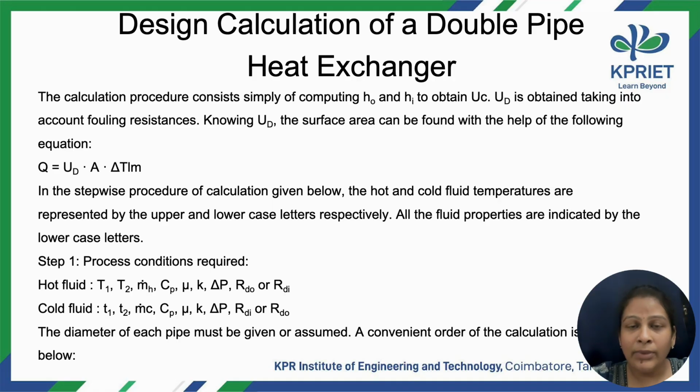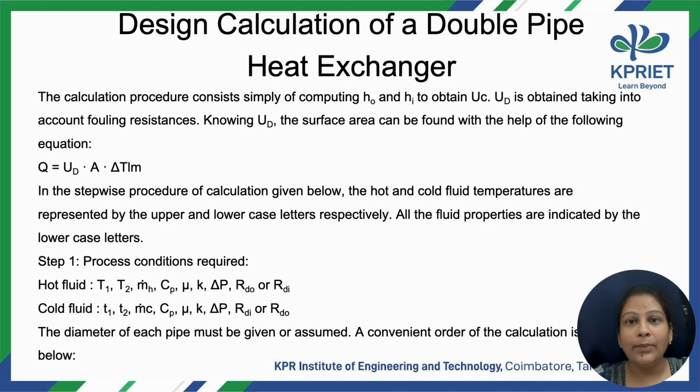Before getting into the design calculation of a double pipe heat exchanger, it is important to know the process conditions and physical parameters of the hot and the cold fluid. For example, the hot and the cold fluids' inlet and outlet temperatures and physical properties like thermal conductivity, specific heat capacity, viscosity, and density are very important. Also, this double pipe heat exchanger consists of an inner tube and an outer tube, so the inner diameter and outer diameter of both the inner tube and the outer tube are required, and sometimes the pressure drop is also required.